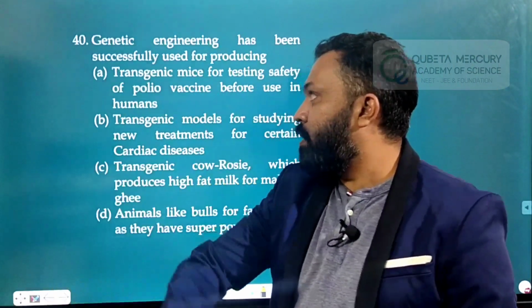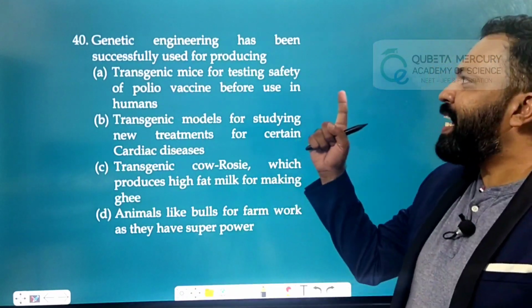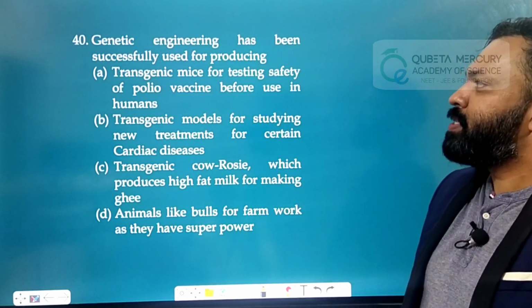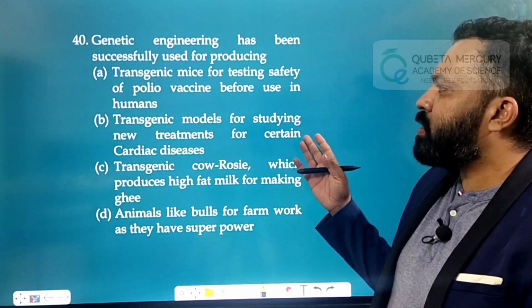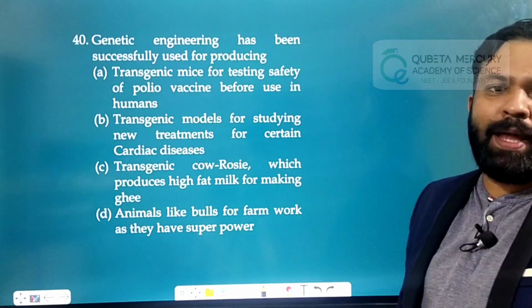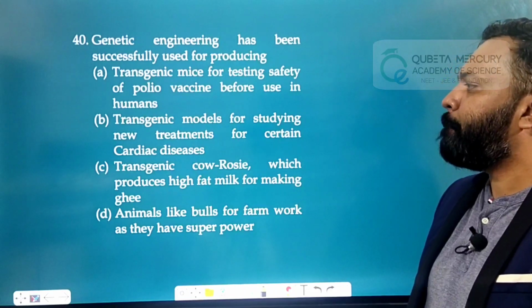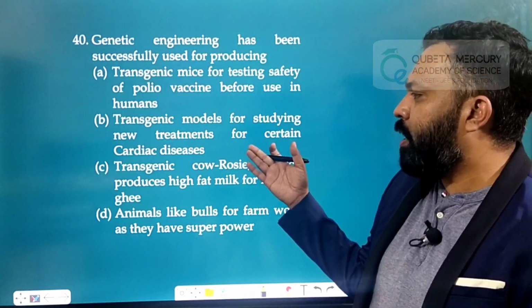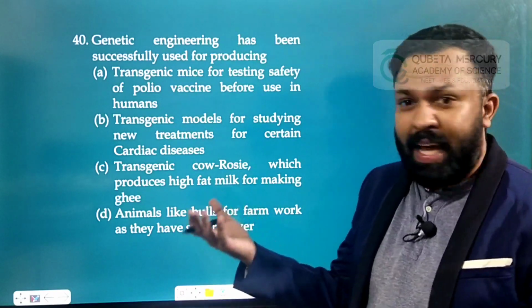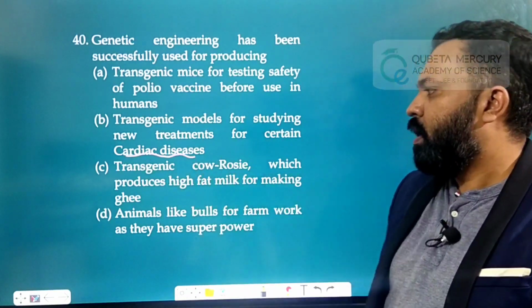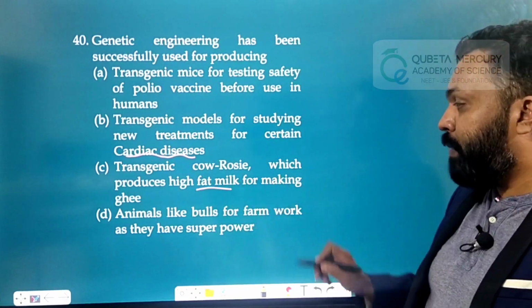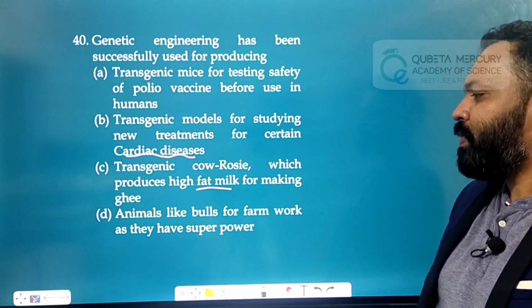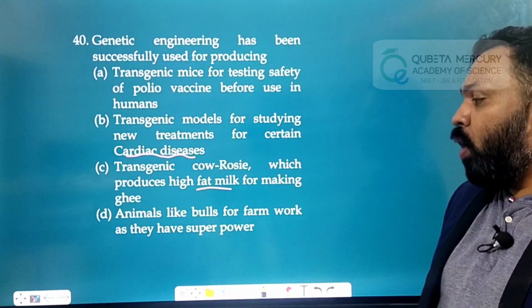Okay. Alright, the 40th question. Genetic engineering has been successfully used for producing what? Transgenic mice for testing safety of polio vaccine before use in humans as part of downstream processing. Transgenic models for studying new treatments for certain cardiac diseases. Transgenic cow Rosie, which produces high-fat milk for making ghee. Animals like bulls for farm work as they have superpower.